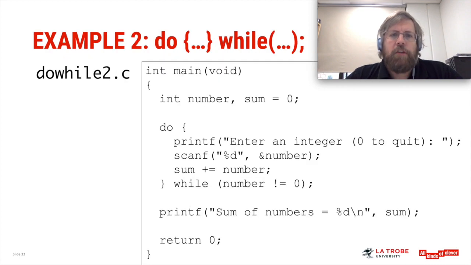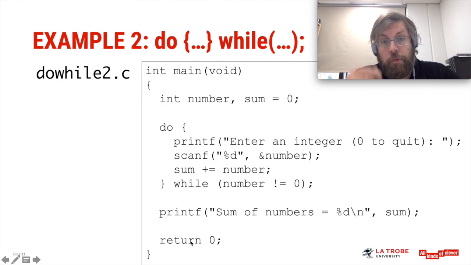So here's another do while example. I've initialized two integers, number and sum. I've initialized sum to 0. And I'm reading in number with a scanf. And every time through, I'm adding number to sum while number is not equal to 0. The user can enter 0 to quit, right? So I get the sum of the numbers, and then at the end I print out the sum of the numbers and I return. Okay?